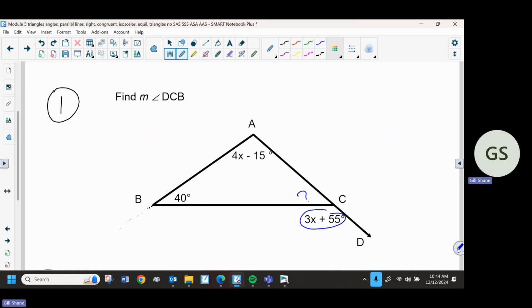But you can't add up 3x plus 55, 40 plus 40 plus 4x subtract 15 and set it equal to 180. What's the concept that we could use? Like, what's the way you're supposed to do this? It's not the only way to do it, but it's definitely the easy way to do it. What's the concept that we would use here? What kind of an angle is that? If it's not interior, what is it? Can we say it? Perfect. That exterior angle is equal to 40 plus 4x plus 15.